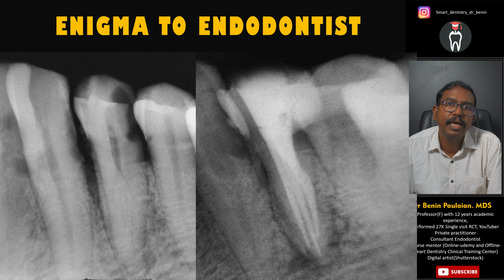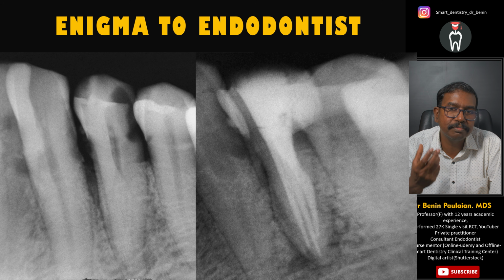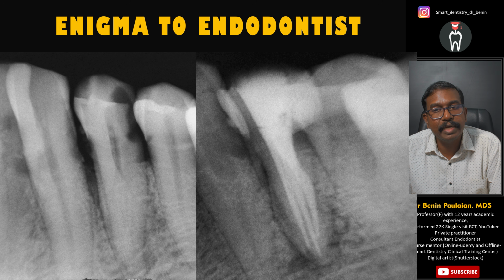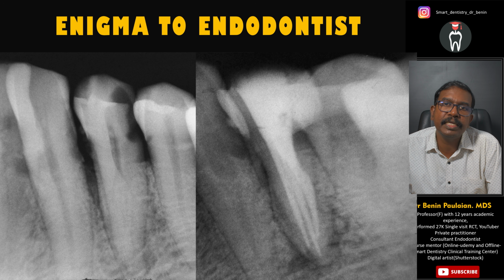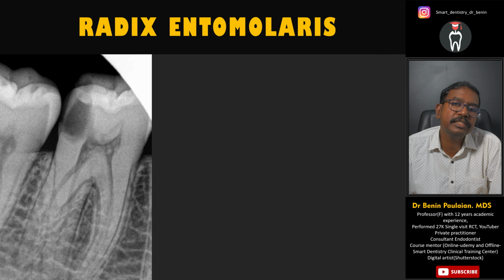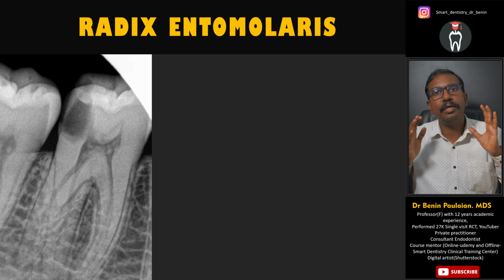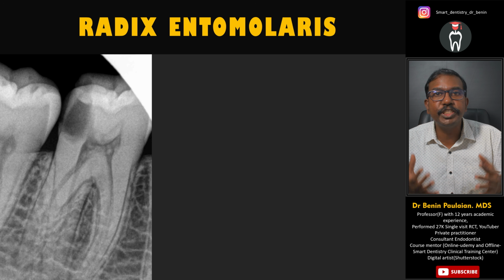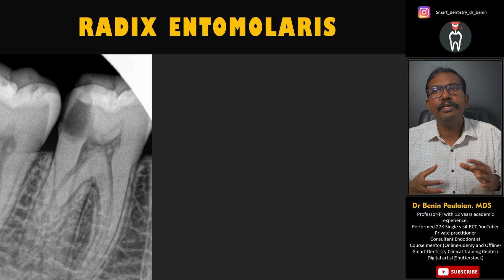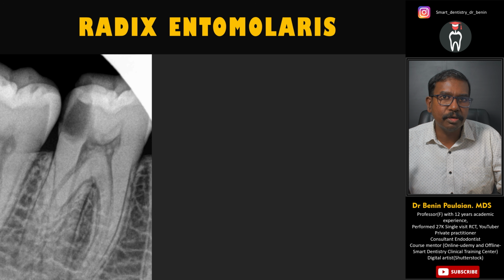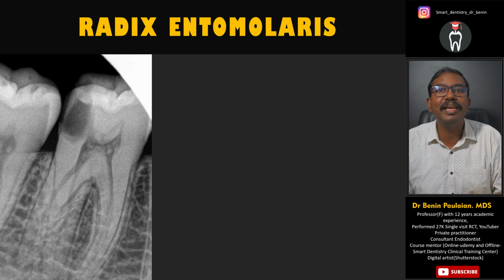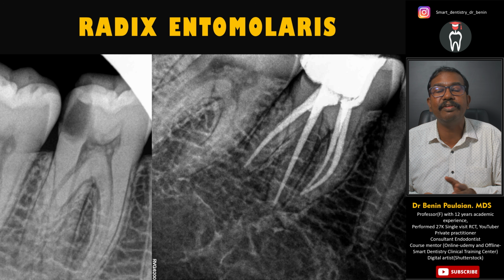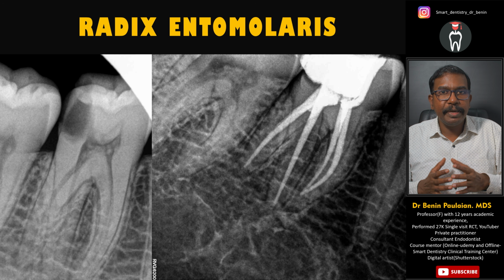Here you can see that there are three canals in this single rooted mandibular premolar, and diagnosing it before starting with the treatment is very essential. Then we can see that the incidence of the radix entomolaris is too high. It is almost 6% in the South Asian population. So it is too high. But actually, with eyes closed, if you are looking at the radiograph, you may not be able to appreciate the radix even when it is present. So we should pay more attention.